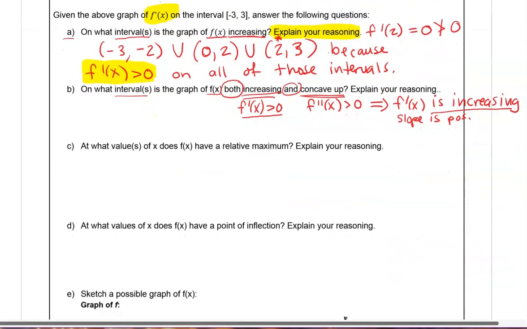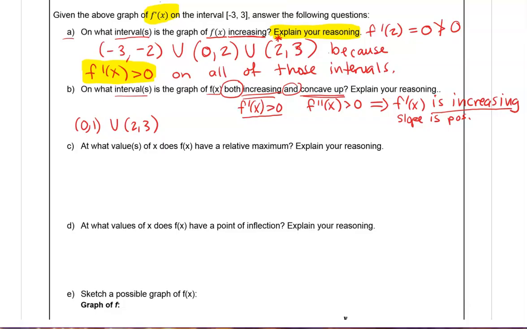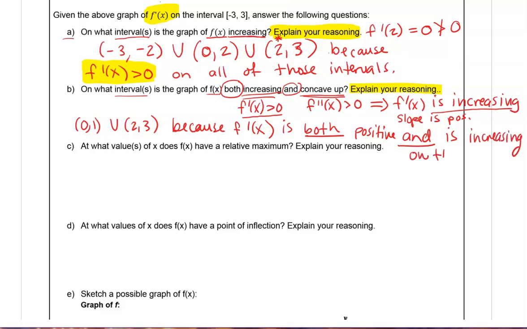So we'll write that down as our answer. So the interval from 0 to 1 and also from 2 to 3. And then when it says explain your reasoning, that's where I would use those words, and I would say because f prime of x, I always want to use whatever function I'm given as my evidence. So because f prime of x is both positive and increasing on those intervals. Or you could say is both positive and has a positive slope, something like that. Okay, so that's part B.